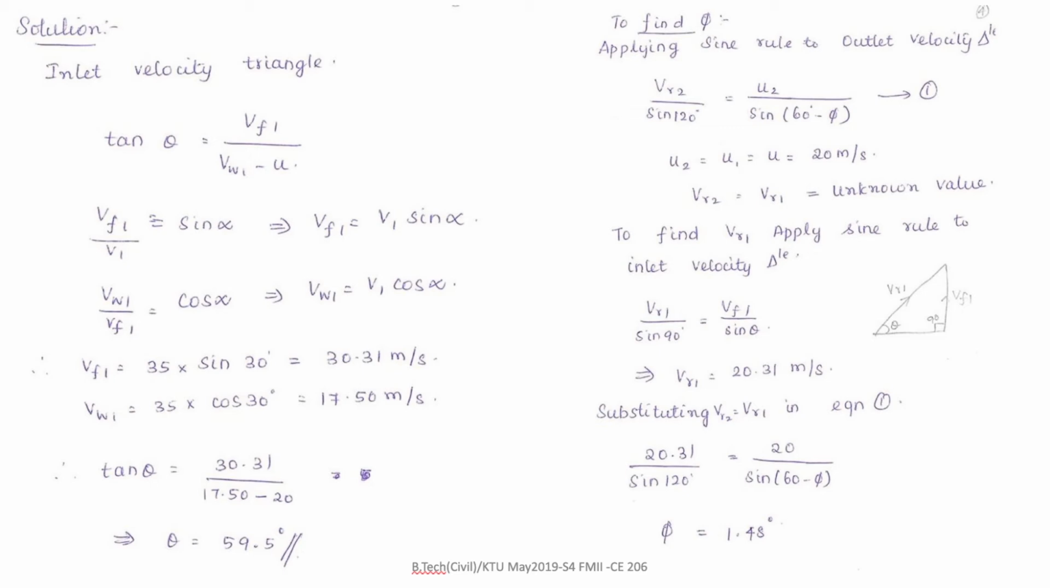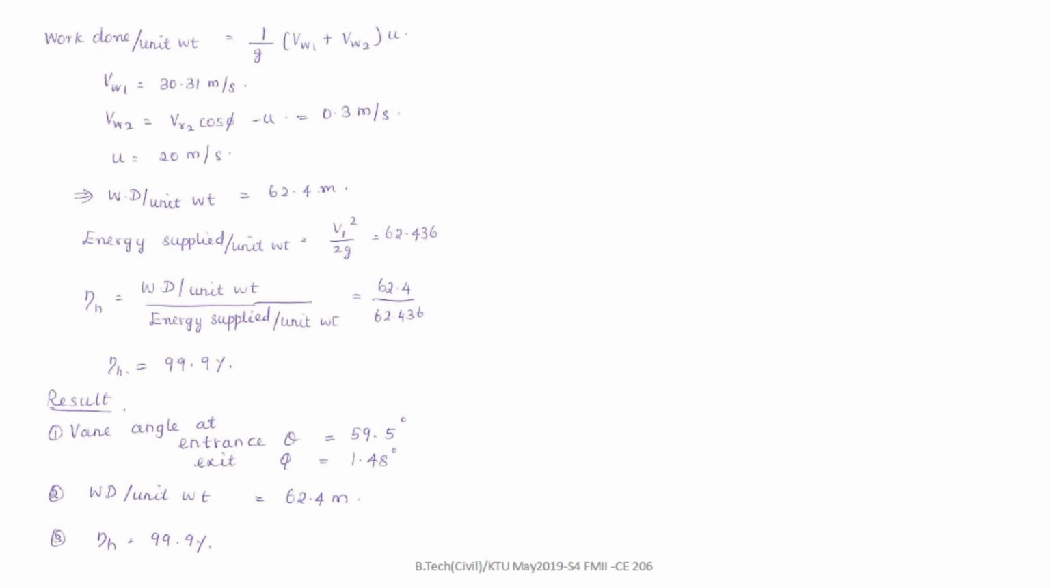So the next thing we have to find is work done per unit weight. In that, VW1, VW2 and U, these are the three values you have to substitute. VW1 we already found. And what about VW2? How to find out VW2? VR2 cos phi minus U2 will give you VW2, which you can find from the outlet velocity triangle. So here U is also given. So with that you can find out the work done per unit weight.